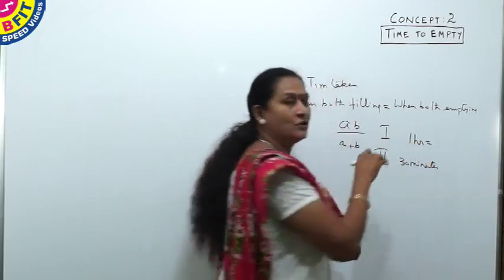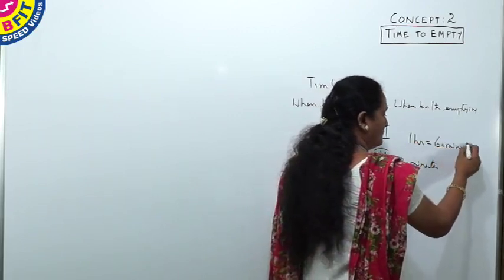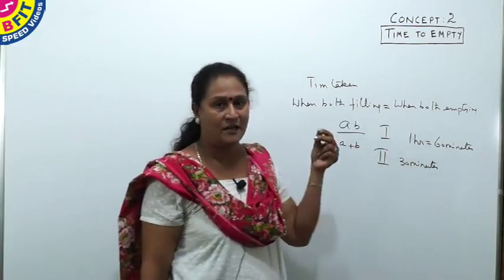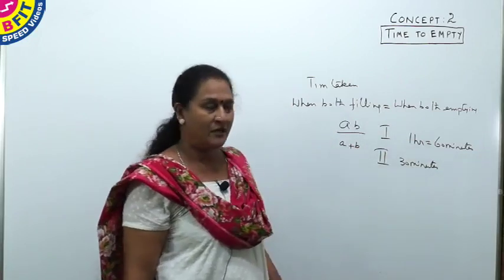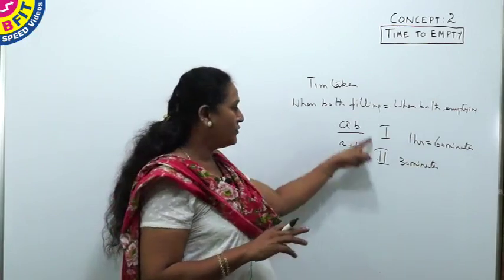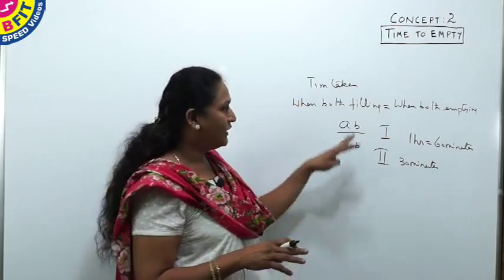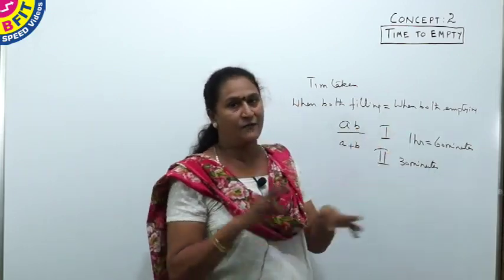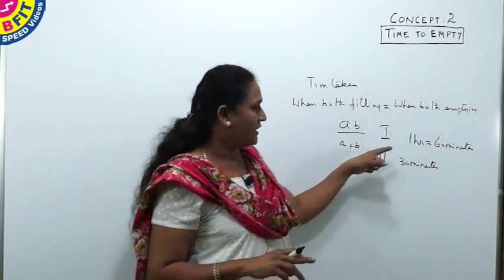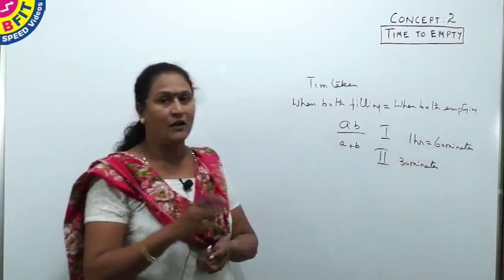So we'll have this also as minutes, 60 minutes. So here the first tap empties in 60 minutes, the second tap empties in 30 minutes. For both open together, to find the time taken to empty, we can use the same formula which we used for both filling. Remember, both filling time and both taps emptying time will be the same. So you can use the same AB by A plus B. Now we can use 60 for A and 30 for B and find the time taken for emptying.